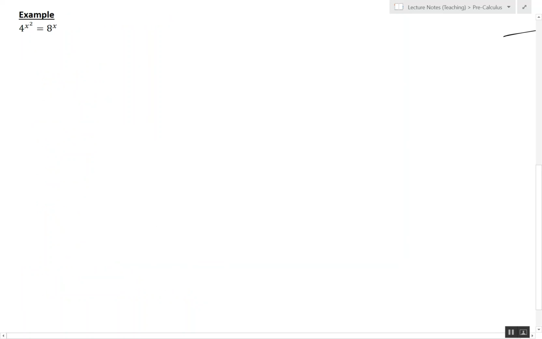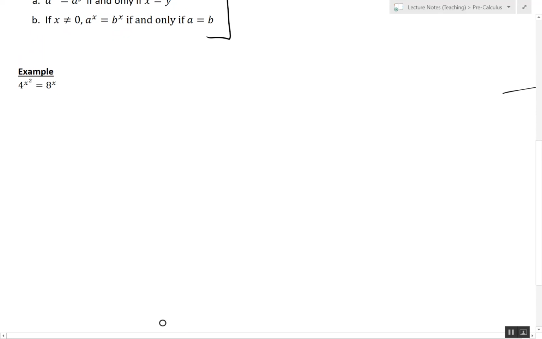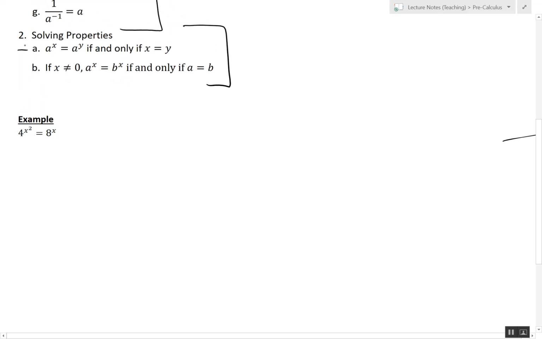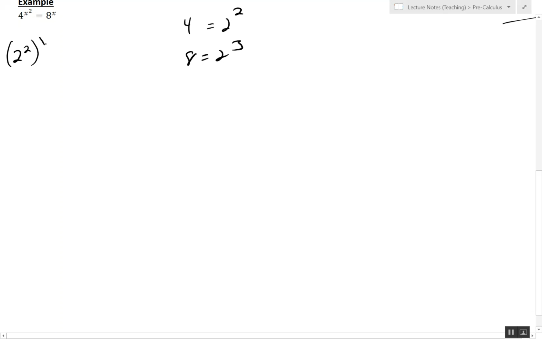We have 4 to the x squared equals 8 to the x. The trick is that you want to use one of these two properties, and usually the one you're going to use is A. So that means that you want to get the bases to match somehow. Notice that both 8 and 4 are powers of 2. So if we can write both of these in terms of base 2, we are fine. Note that 4 is 2 squared and 8 is 2 cubed. So we're going to write 2 squared for 4 and raise it to the x squared power, and this would be equal to 2 cubed for 8 raised to the x power.